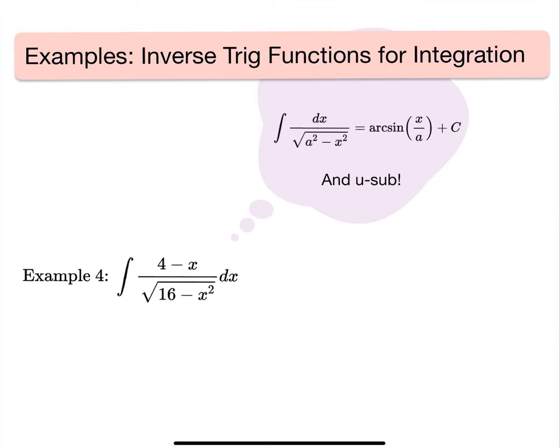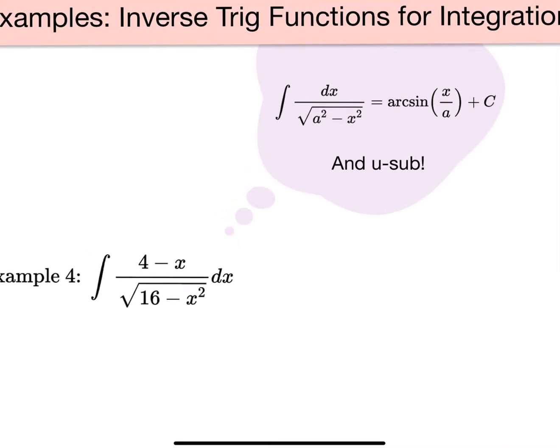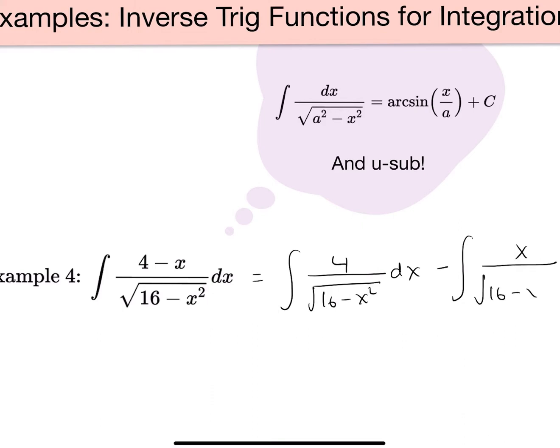All right, now let's do this example in detail. So the first thing to do to solve this integral is rewrite it into a difference of two integrals just by splitting the 4 and the minus x. And once we do that, we get the integral of 4 over the square root of 16 minus x squared dx, minus the integral of x over the square root of 16 minus x squared dx.